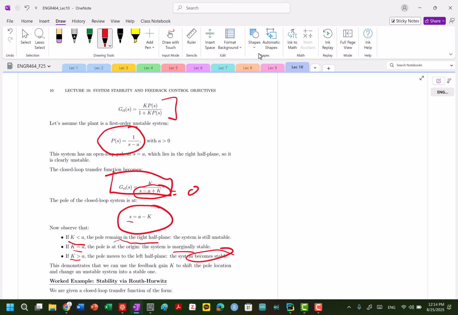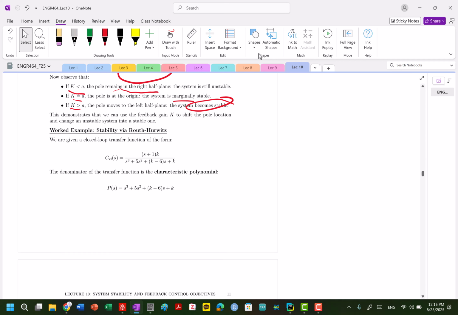So here you can take a system, and if a is greater than 0, we know s equals a, that's a right-hand plane. This is an unstable system. But by tuning our parameter k, by tuning our controller, we can make a system that's inherently unstable, stable. And that's really, really cool. It's the first example of, again, how do we actually control a system? How do we prevent a system from becoming unstable? How do we push it into a stable regime?